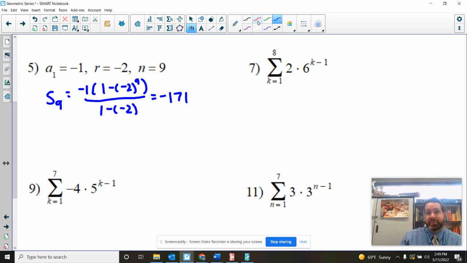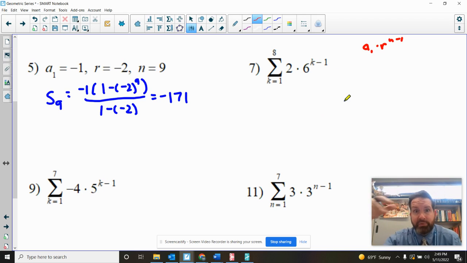Now, when it comes to these next ones, I do expect you to know that these are geometric series, even if it doesn't say it in writing. Notice this follows the pattern of a sub 1 times r to the n minus 1. It's a number times a number to a power.